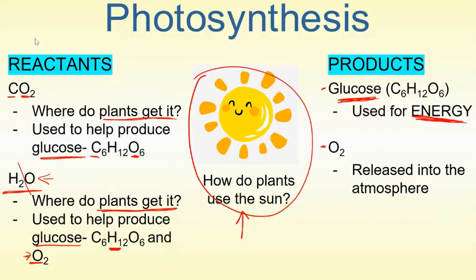Now, when we look at oxygen, our other product, that is something that the plants are going to release into the atmosphere. They're going to let go of this oxygen that is made. They don't need it, so they're going to release it out of their leaves. It's going to go into the atmosphere, and then we are able to breathe it in. Other consumers are able to breathe it in as well.